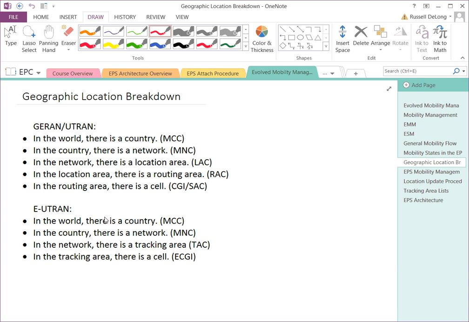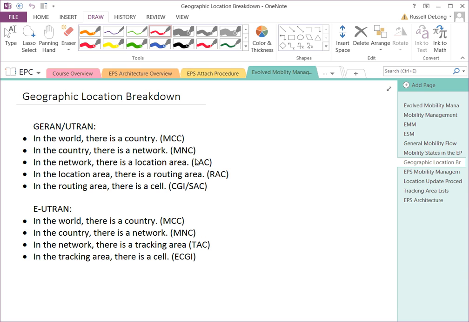So in the Evolved UTRAN, that is the one that we traditionally use, the radio component of the Evolved Packet System, or the EPS, again you have the world. In the world you have a country, a mobile country code, the same exact country code here. Mobile network code, the same network code as what's used up here. Within a mobile network, or within this PLMN, within this MCC MNC, you have a tracking area, identified as a tracking area code, or a TAC. Again, it's a logical group of cell sites.